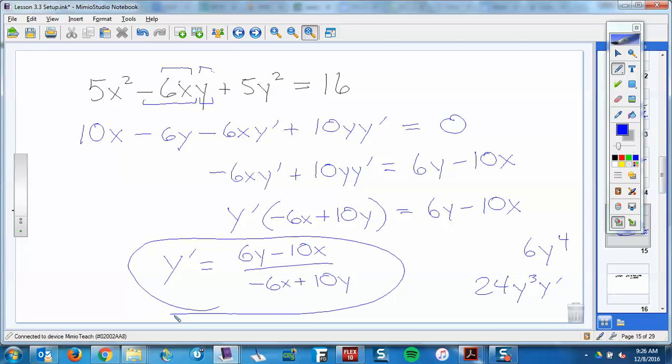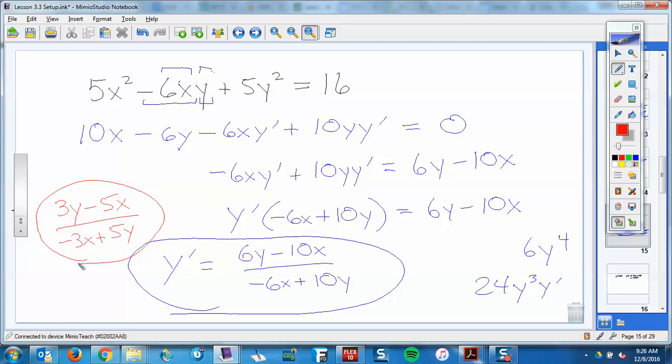Now, actually, I could simplify this, couldn't I? I could take out a 2 on the top and a 2 on the bottom and cancel them. And so it would really be 3y minus 5x. I think we should do that. And then it'd be negative 3x plus 5y on the bottom. That's what I think we should have. We could take out a 2 from the top and the bottom and cancel it. And there's your y prime right there.